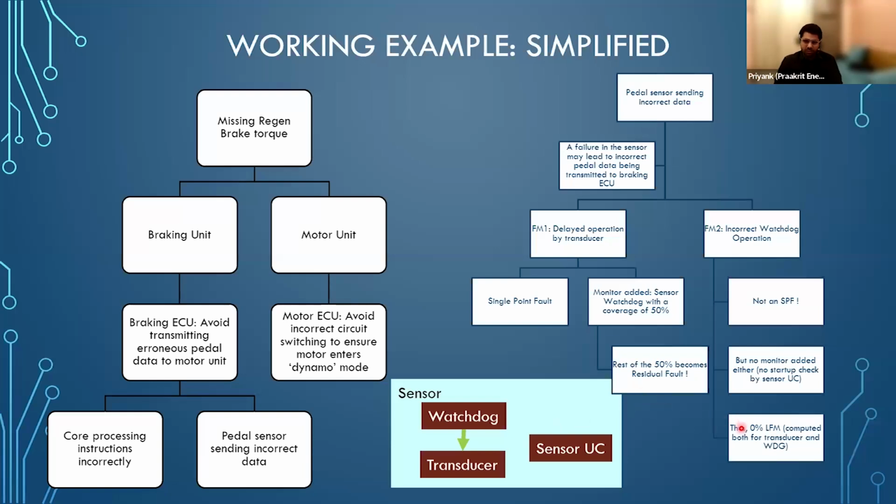To prevent this, if you remember, for ASIL B we needed at least 60% LFM. So if you were to design the system, you will have to add a monitor for the watchdog itself. You can add that using a startup test or something else, a software routine, for example. It depends on the use case, but that's how SPF, LFM and residual faults come into calculation.